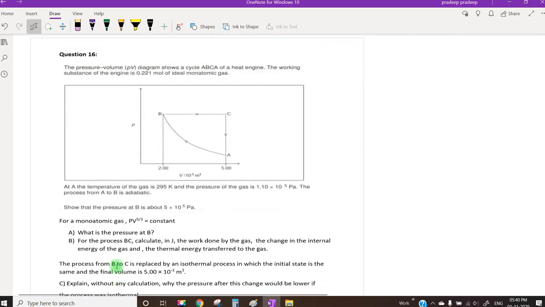Question number 16. Smira, did you solve this? Yes, sir. Can you tell me your answers? So, sir, for A, I got 5.066 into 10 raised to 5. Okay, just a second, let me write it down. 5.066 into 10 to the power 5. Now, Vaibhav, Sheldon, and Somil, did you get this answer?